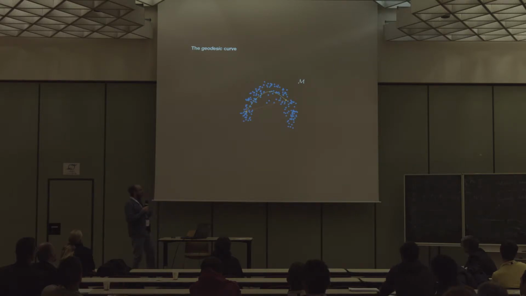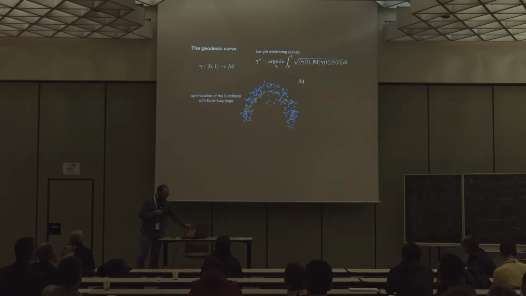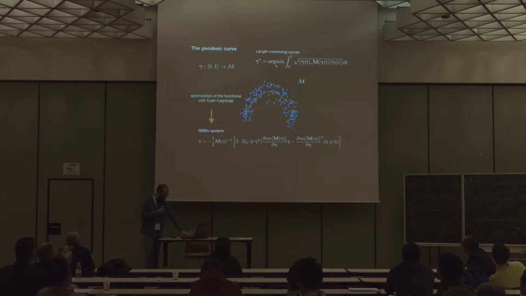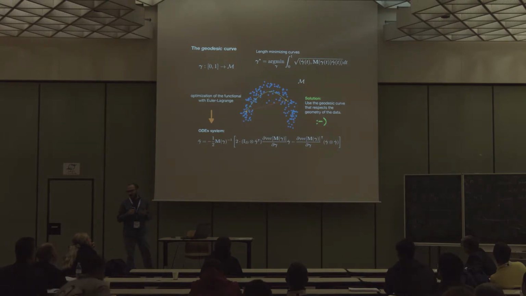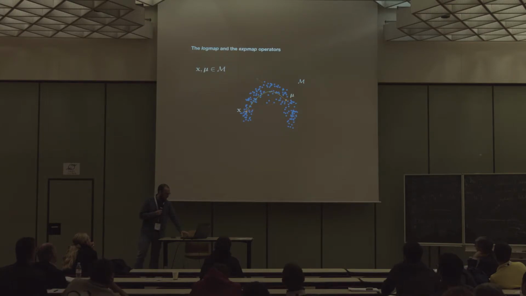Having this metric, we can start talking about the geodesics, which, as you know, are length minimizing curves under the Riemannian metric. And these curves tend to be close to the data due to the metric we impose on the space. We solve this optimization problem using the Euler-Lagrange equations and get a system of ordinary differential equations, and we use numerical solvers to solve it for our cases. That distance measure takes into account the underlying geometry of the data, and this is what we will use in order to define our distribution, our model.